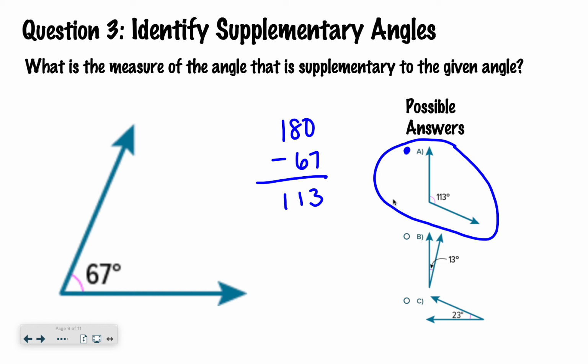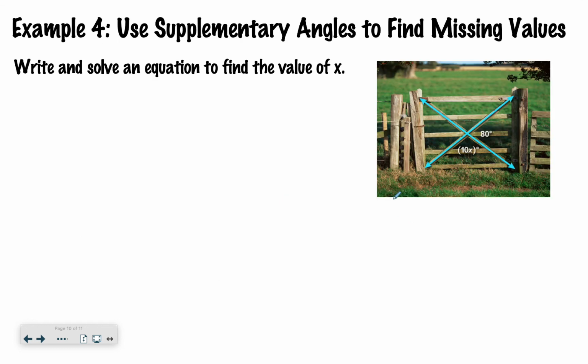Let's move on to example 4. Now we're going to write and solve an equation to find the value of x. You can see we have this straight line here that's formed by these two angles. A straight line tells me that it's going to be set equal to 180. And what I'm going to do is say 10x plus 80 equals 180. That's how I would set up my equation.